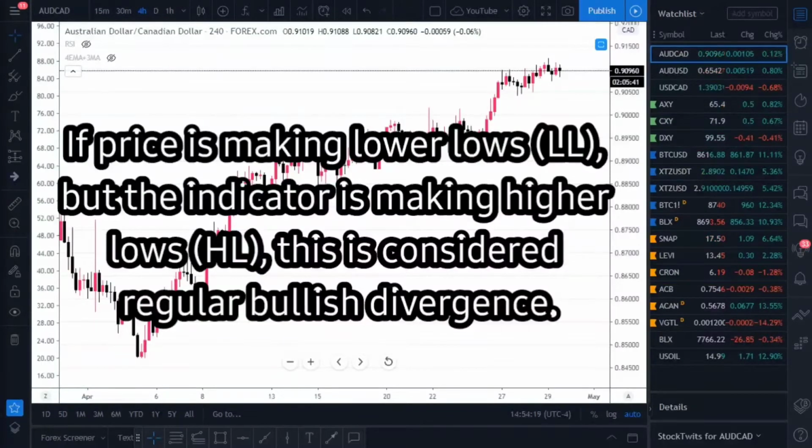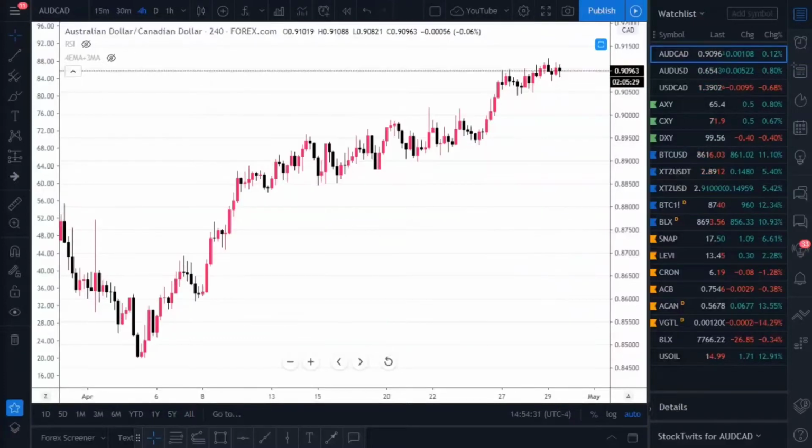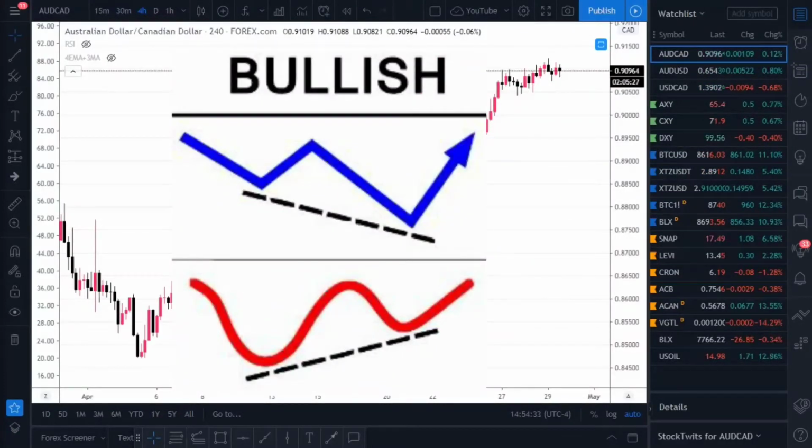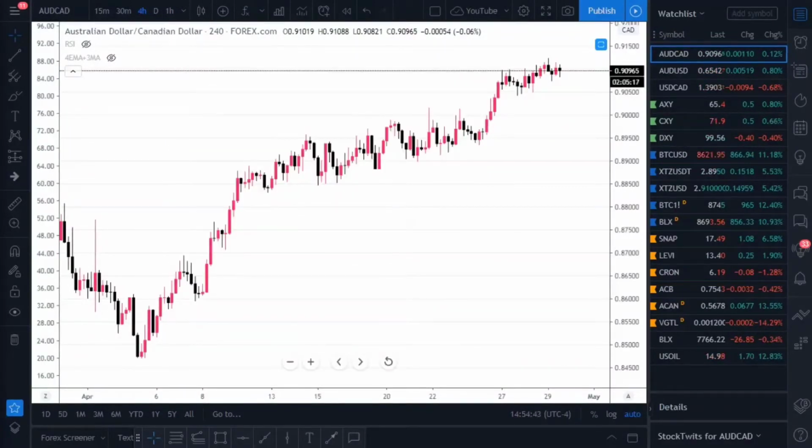If price is making lower lows, but the indicator is making higher lows, this is considered regular bullish divergence. This normally happens at the end of a downtrend. After making a second bottom, if the indicator doesn't also make a new low, it's likely that price is rising, as price and momentum normally move in the same direction.